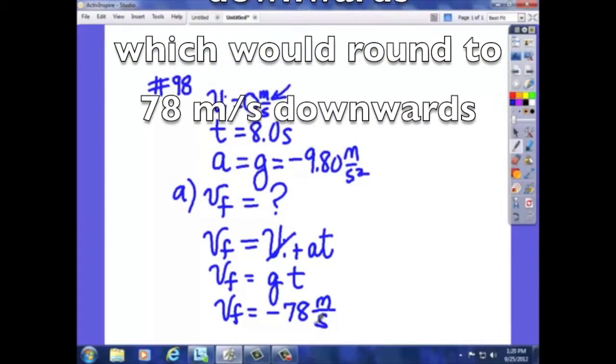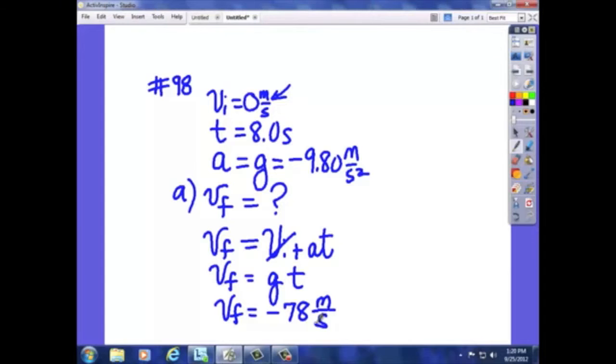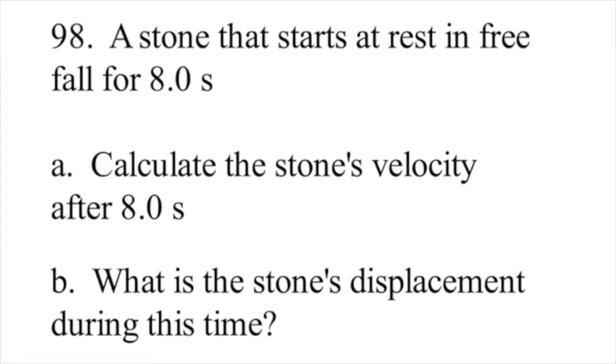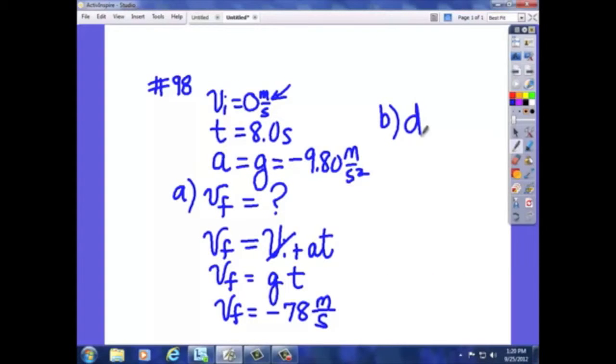All right, now let's go to the second part of number 98. And in that one, they want to know, letter B, how far does it fall? That's the question. What is the stone's displacement during that time? So now we're looking at the displacement in the y direction.